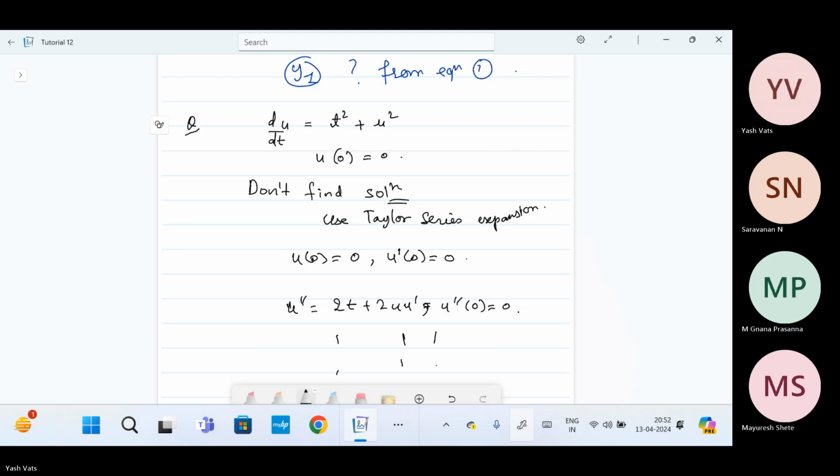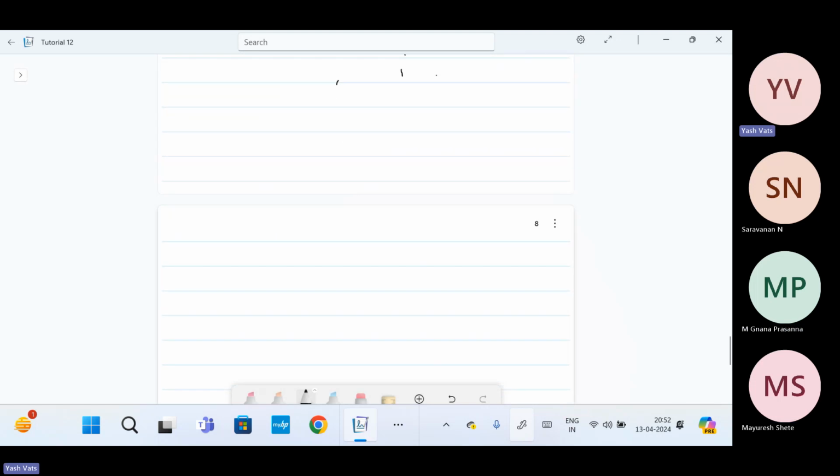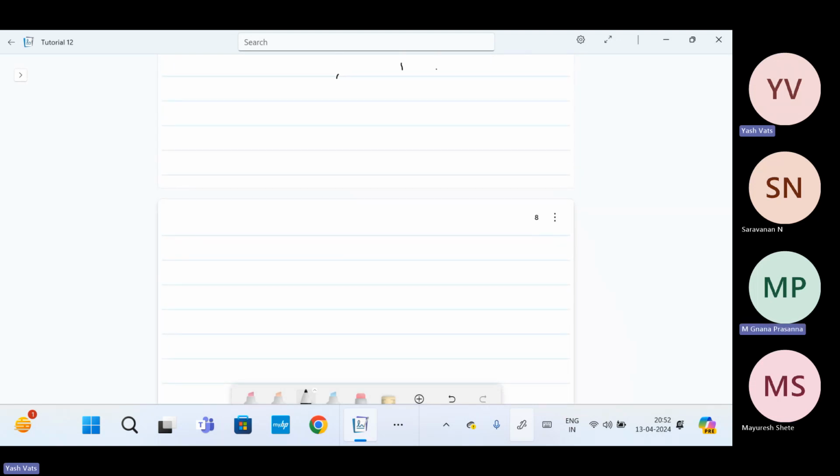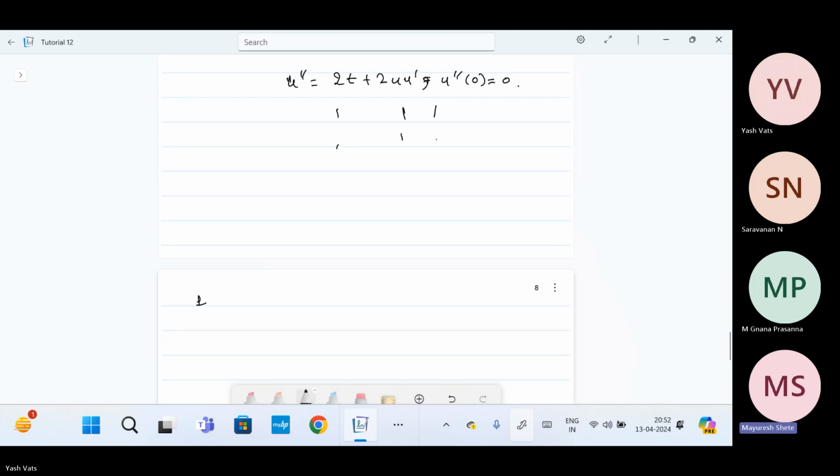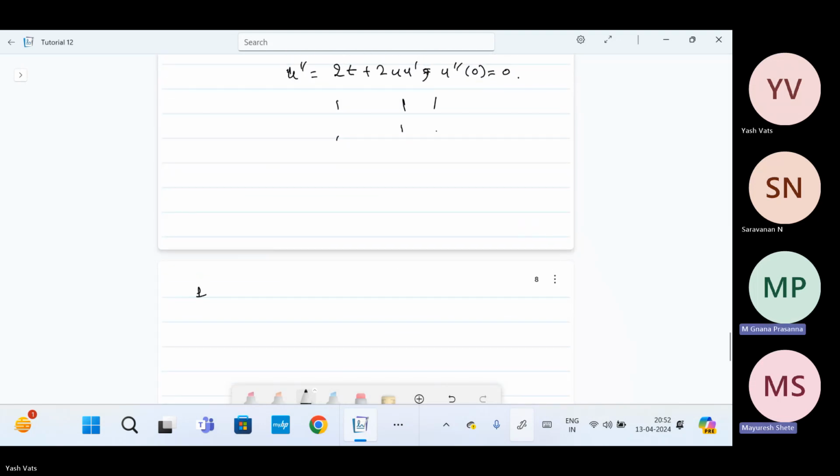I'm not going to discuss the assignment problems much, but I can do it. So which one is the first question? y triple dash plus y dash is equal to 0.